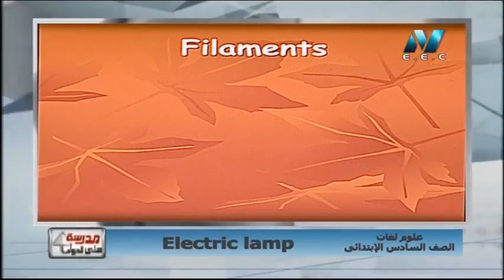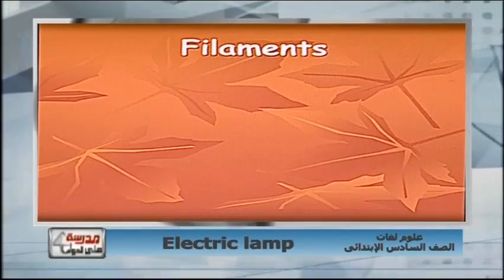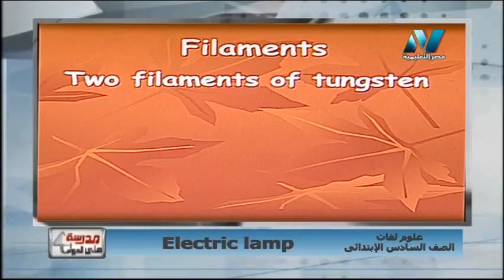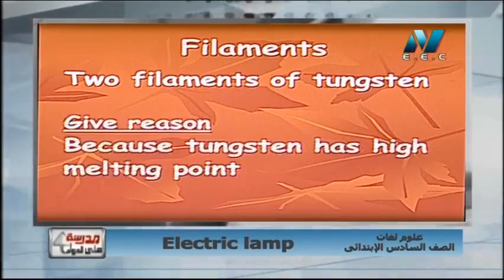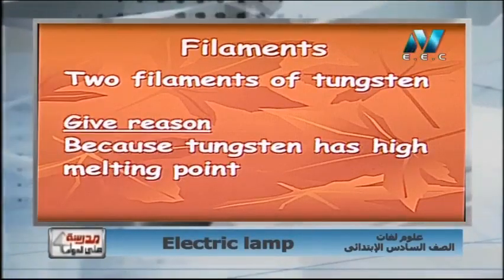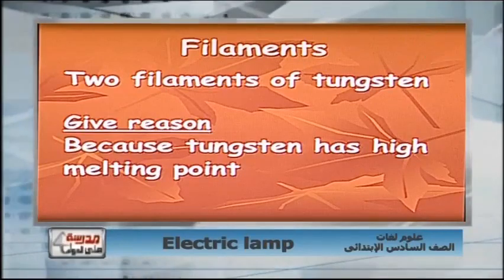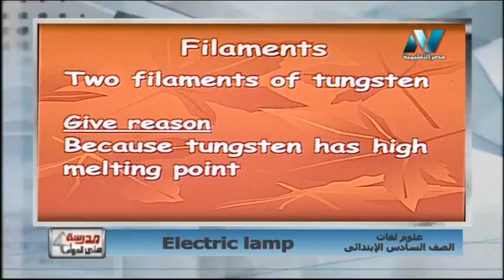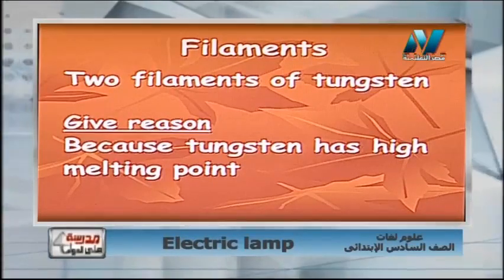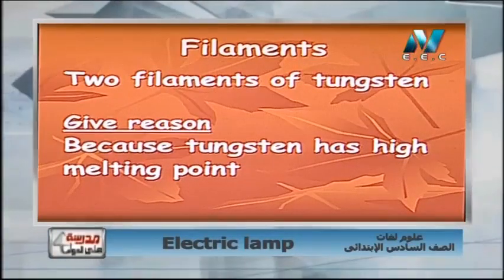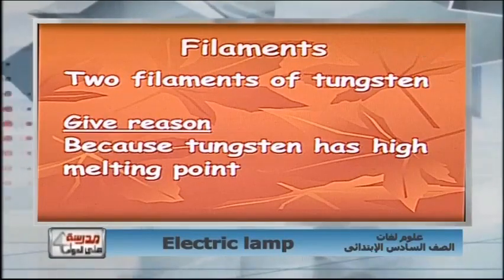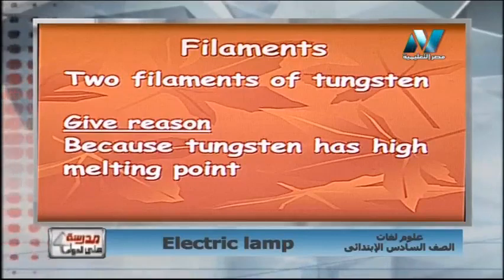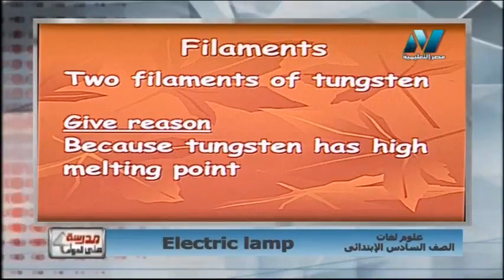The filament in both lamps we studied, the light bulb and the fluorescent lamp, is made of tungsten. Why is it made of tungsten especially? Because tungsten has a high melting point. So it's a very important give reason question: why we choose tungsten for manufacturing the filament? Because tungsten has a high melting point.